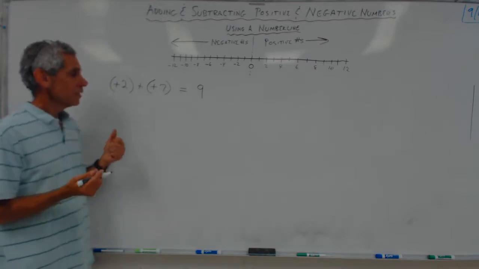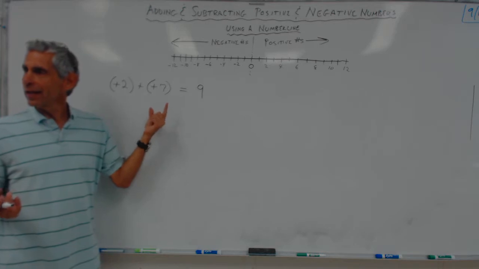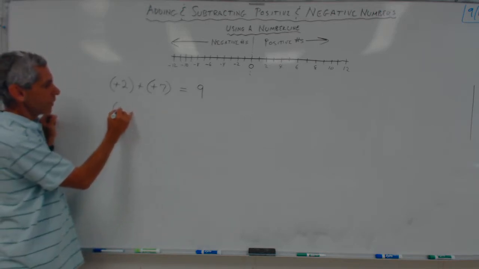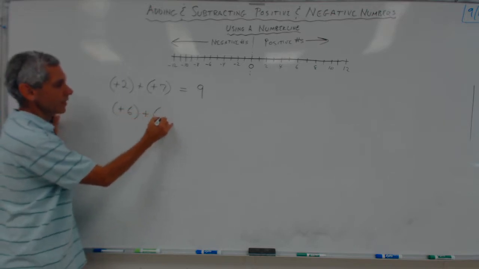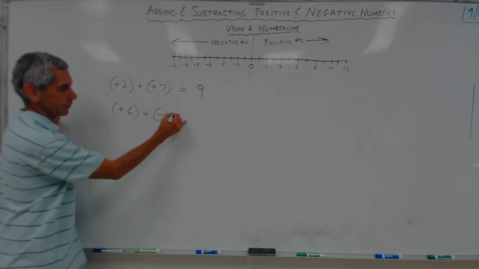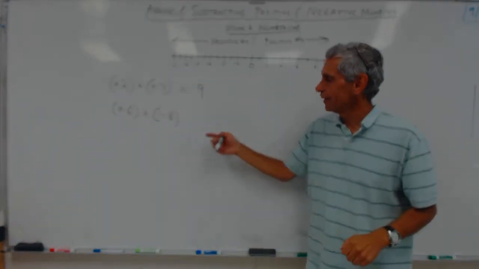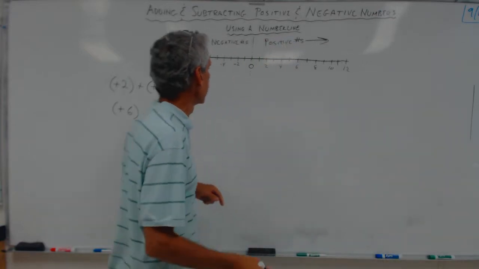Right. But they're not always positive numbers, right? So then it gets a little confusing. So what if I gave you this one? I had +6 plus a -8. All right, some of you would immediately know that it's going to be -2. But if you don't, regardless, let's think about the number line for a second.